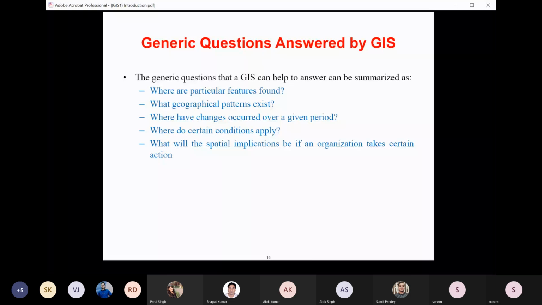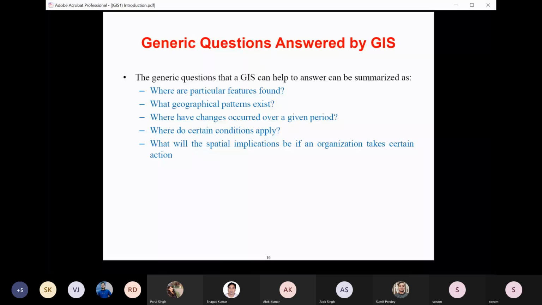Here we were discussing the generic questions that can be answered by GIS, and the summary is listed over here. The generic questions that a GIS can help to answer can be summarized as: where are particular features found? What geographical patterns exist? Where have changes occurred over a period of time? Where do certain conditions apply? What will be the implications if an organization takes certain action?